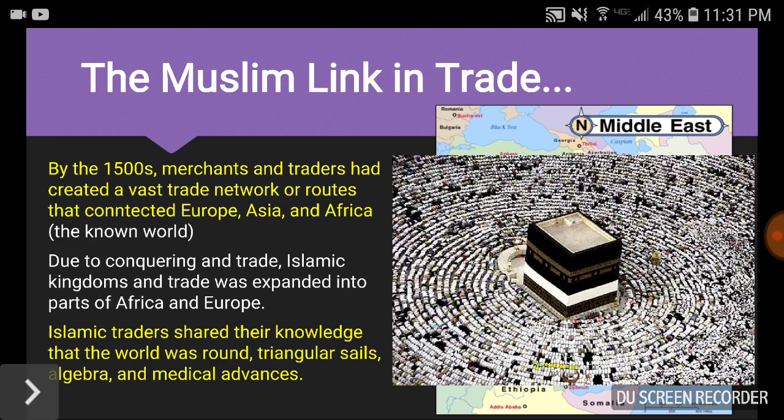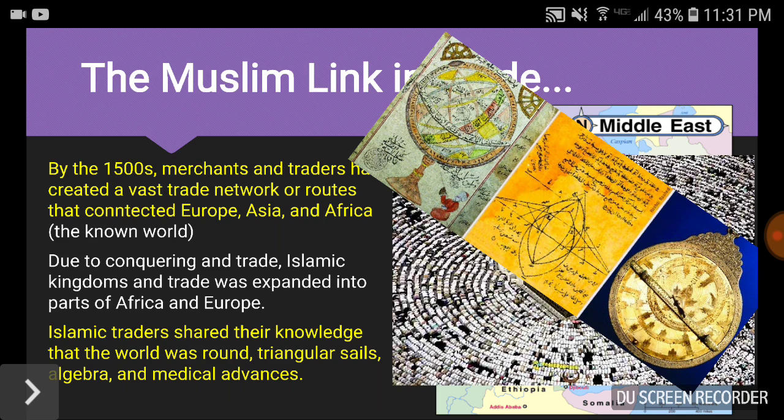culture. So their knowledge of how the earth was round. They're trading their knowledge that triangular sails work better than other sails. They're trading their knowledge of algebraic equations or pre-algebra equations that you're going to use in Ms. Tunstall's class and different things like that. Medical advances are also being traded. So this Muslim link is not just allowing the Islamic kingdom to expand into parts of Europe, Asia, and Africa, but it's also allowing ideas to spread across parts of the known world, which is benefiting the lives of different individuals around the known world.